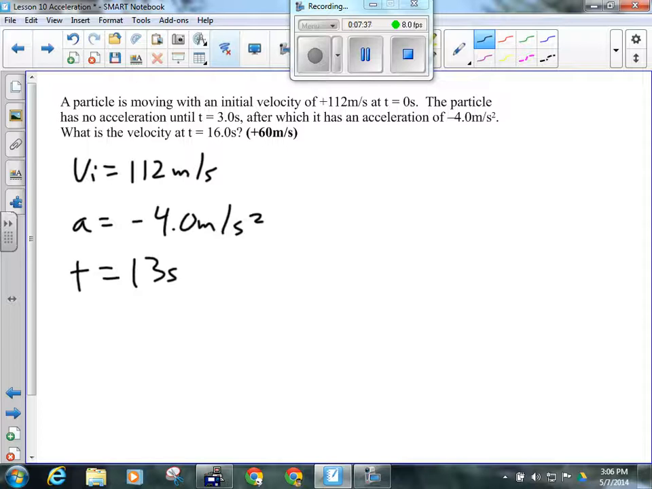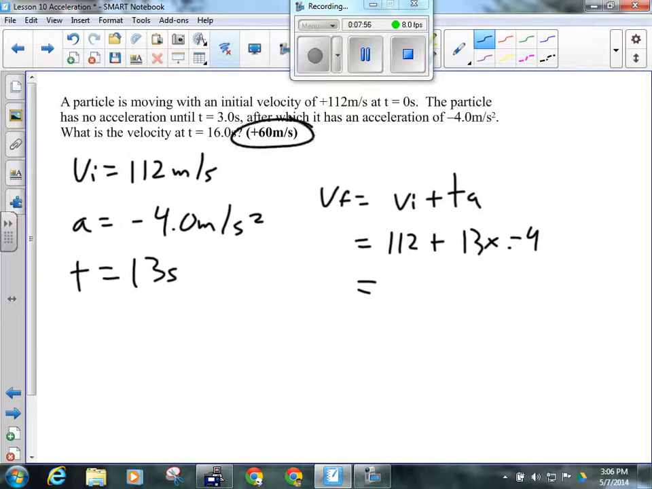So all this question is telling you is it's illustrating the importance of reading the question carefully. So time is 13 seconds. VF will be the same as it was before, VI plus T times A. So that'll be 112 plus 13 times -4, and when we do that, we should come out to positive 60 meters per second because we're subtracting.